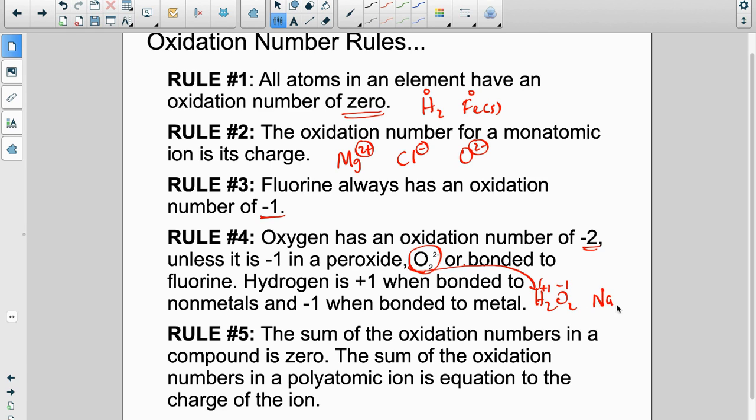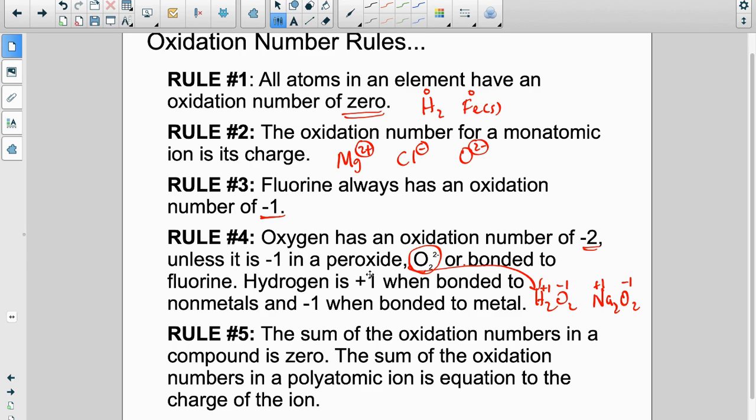Or we could have a peroxide like sodium peroxide. Again, here each oxygen has an oxidation number of -1, and the sodium, being a monatomic ion, will have an oxidation number of +1. So again, oxygen will have an oxidation number of -2 unless it's -1 in a peroxide, or if it's bonded to fluorine, because we need to apply this rule first and then figure out what the oxygen would be if we assign fluorine -1. We'll see an example of that in the next slide.